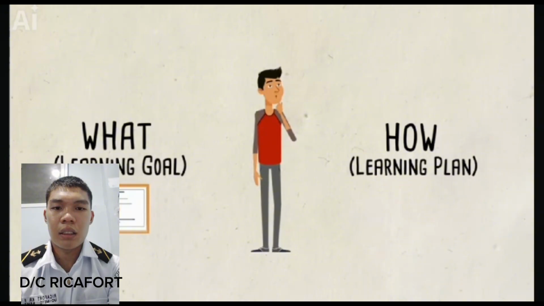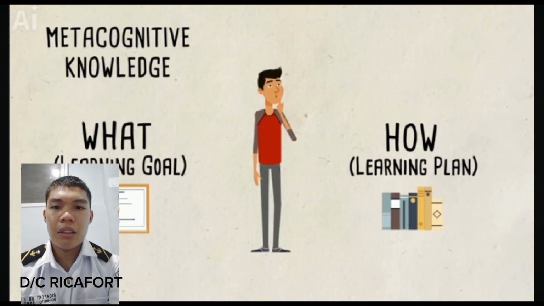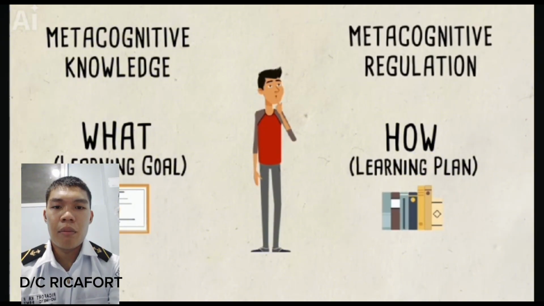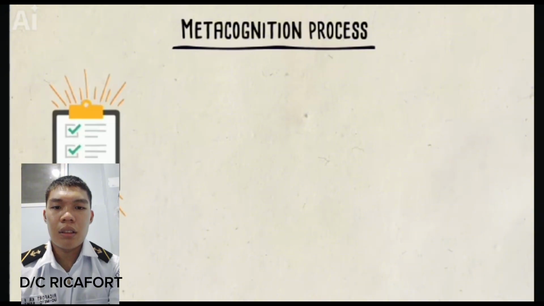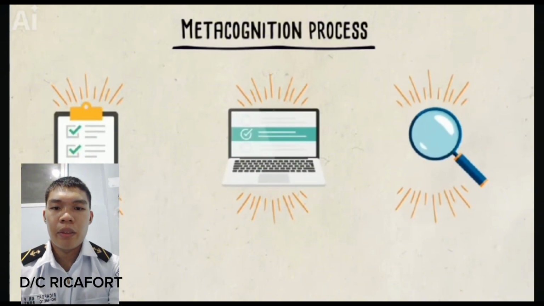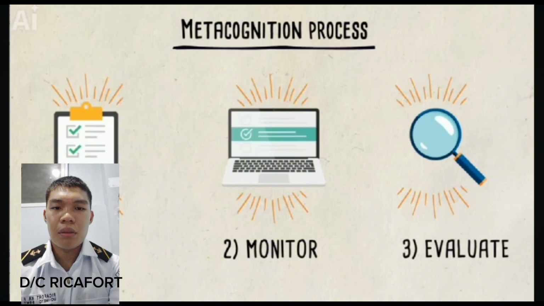When we start looking at what we need to do, our learning goal, and how we are going to do it, our plan for planning, we are discussing metacognitive knowledge and metacognitive regulation. There are three basic strategies of the metacognition process: plan, monitor, and evaluate.